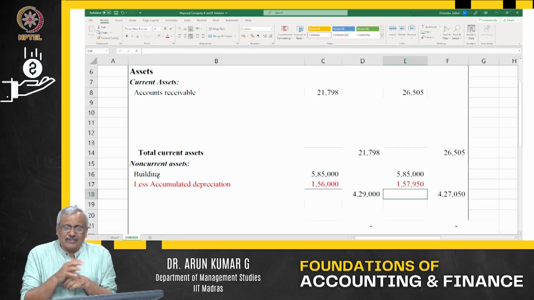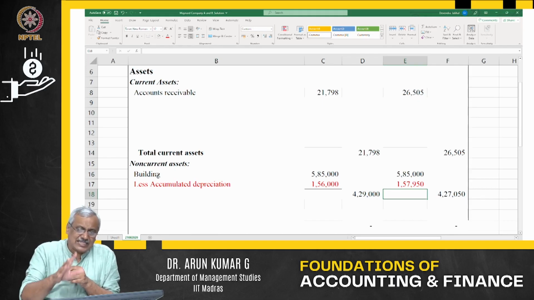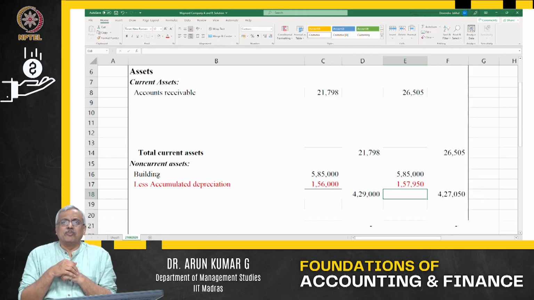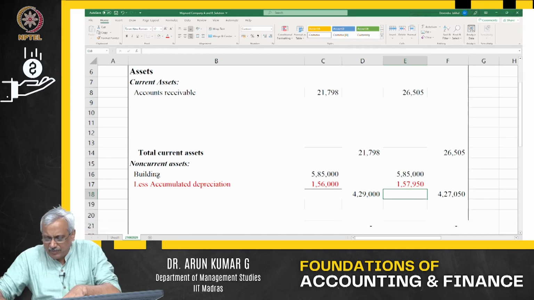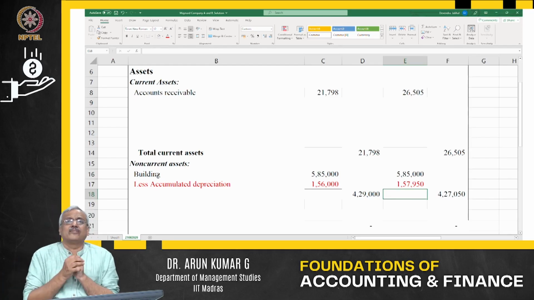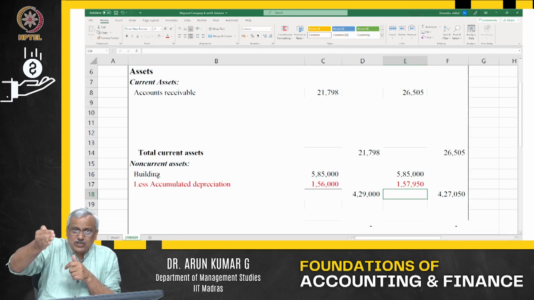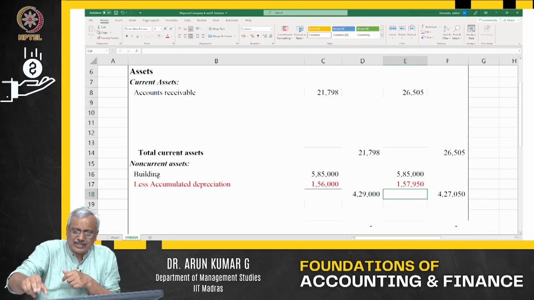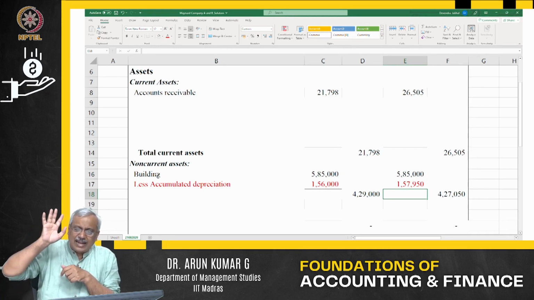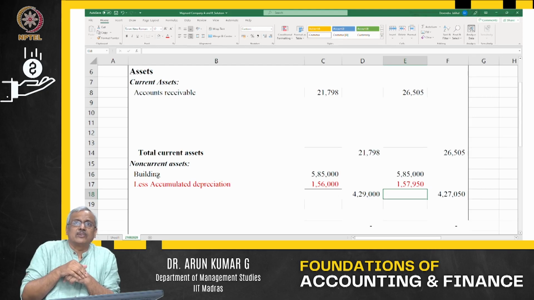Between 1st of June and 30th of June, the building has depreciated further by $1,950. It was 156,000 on the 1st of June. Now, accumulated depreciation has become 157,950 between 1st and 30th of June. The value of the building has reduced further by $1,950 out there. That is what we call depreciation.